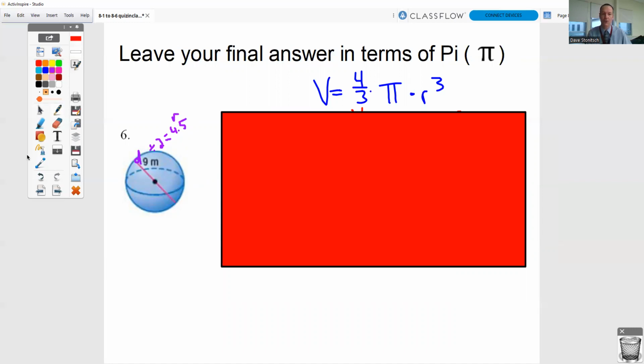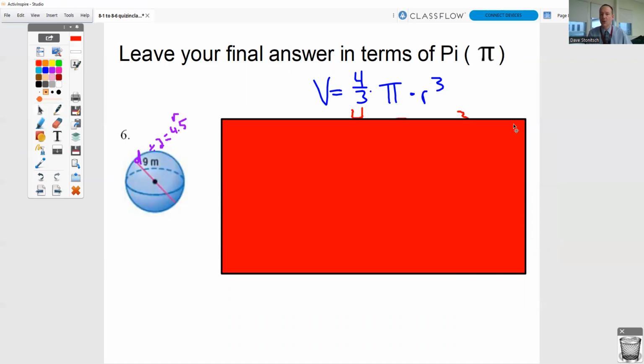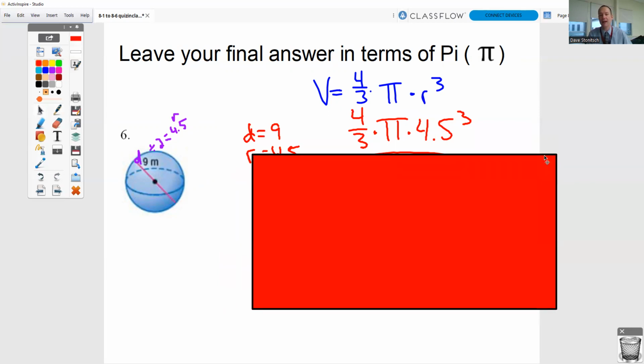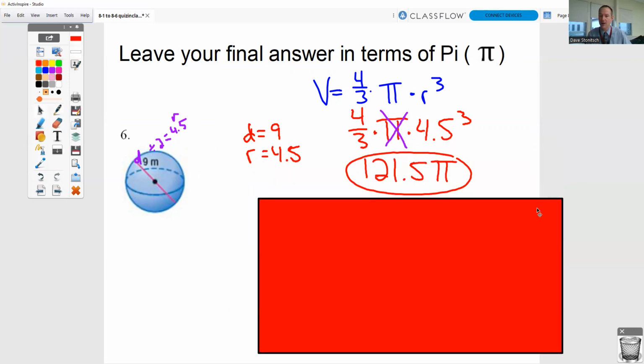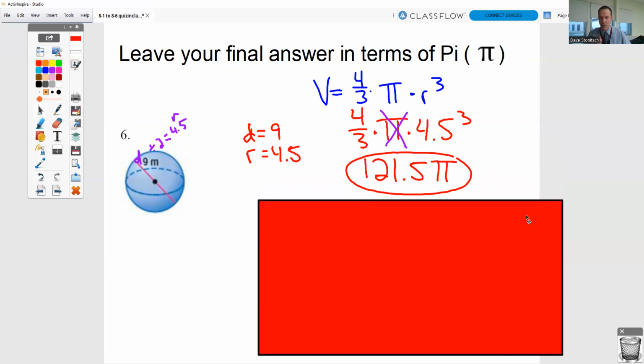4.5 is your radius. So we have 4/3 times pi times 4.5 cubed. We're leaving our answer in terms of pi, so we don't type in the pi symbol. So all that you're typing in is 4 divided by 3 times 4.5 caret button 3. You get 121.5, and then you stick your pi symbol at the end.